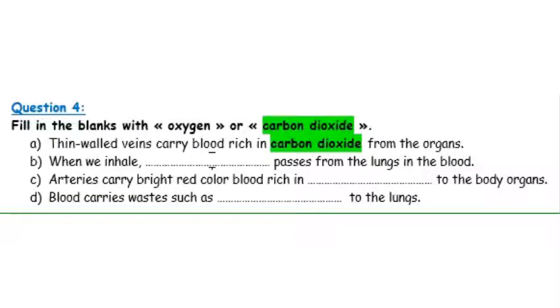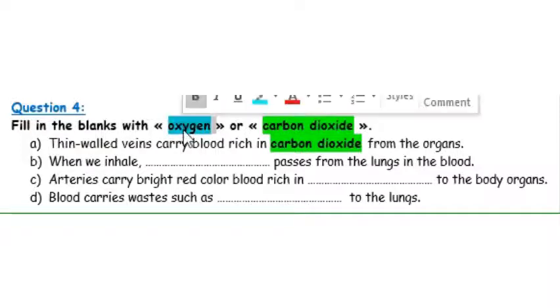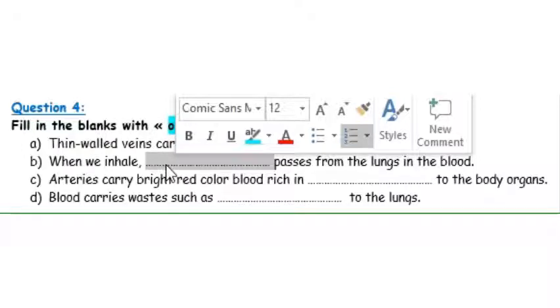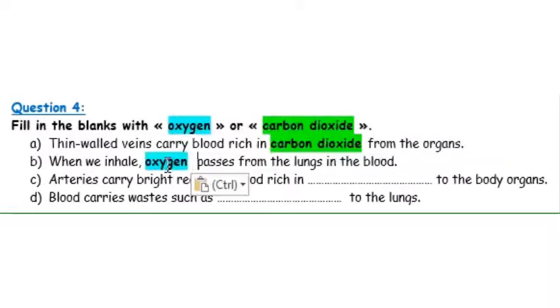When we inhale, what passes from the lungs in the blood? What do we inhale? Oxygen. Good job. So oxygen, I will choose this color for the oxygen. The oxygen, which is the good respiratory gas, is needed. So we inhale it, and when we inhale, this oxygen passes from the lungs in the blood.